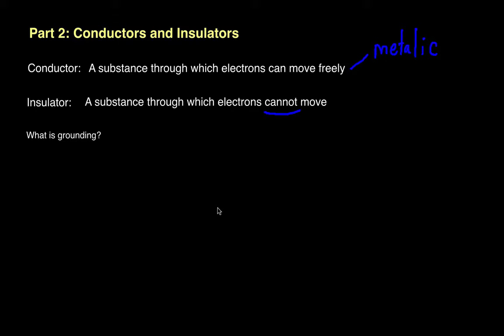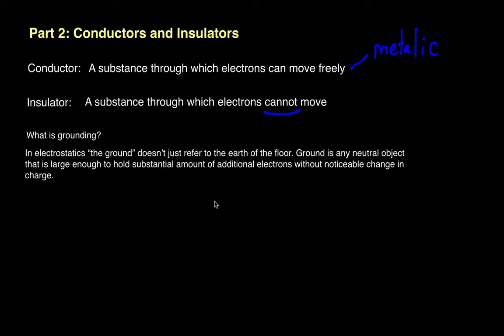What is grounding? Often in electricity you hear people talking about grounding a wire. In electrostatics, the word ground doesn't refer to the earth or the floor. Ground is any neutral object that is large enough to hold a substantial amount of additional electrons without noticeable change in charge. You, for example, are a source of grounding for electrical wires.